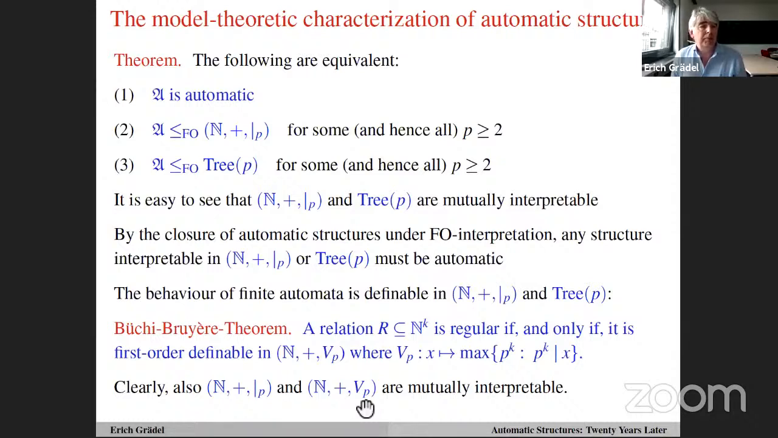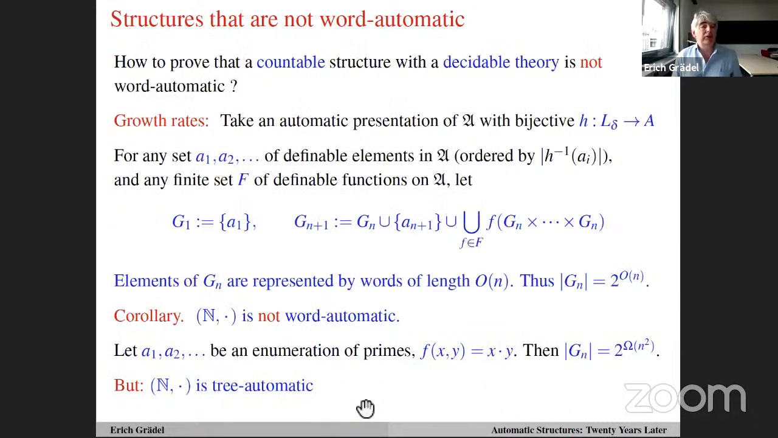So this provides a purely model-theoretic view of automatic structures, so one could work with automatic structures without ever seeing automata. But of course, it's not desirable to do so, because most of the methods that we have to analyze automatic structures are really based on automata. So let me, for instance, address the question of how to prove that a structure is not word automatic. Now, of course, it is easy if the structure is uncountable and if the theory is undecidable, but what can we do if the structure happens to be countable and happens to have a decidable theory?